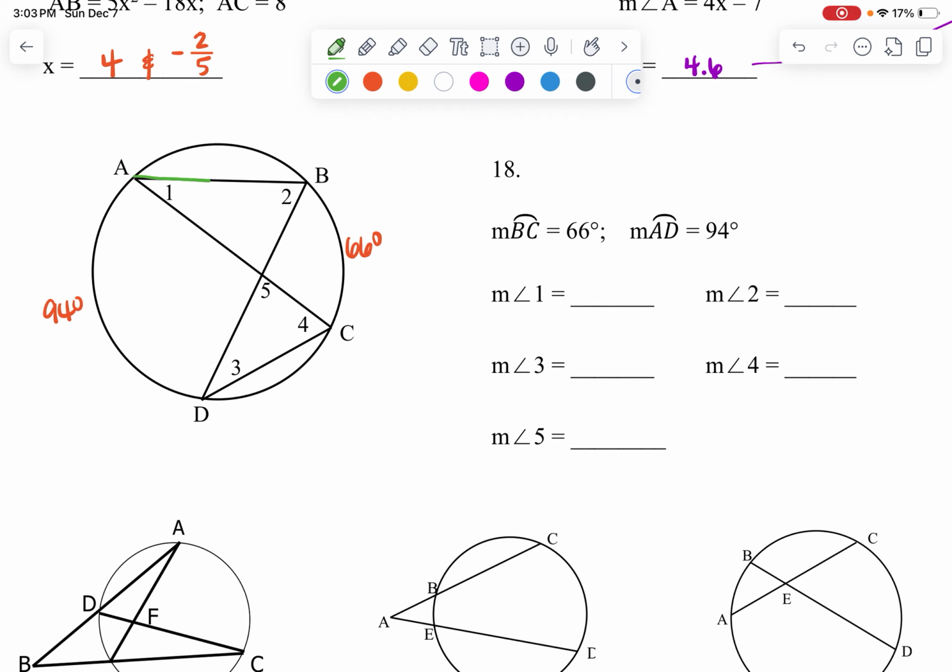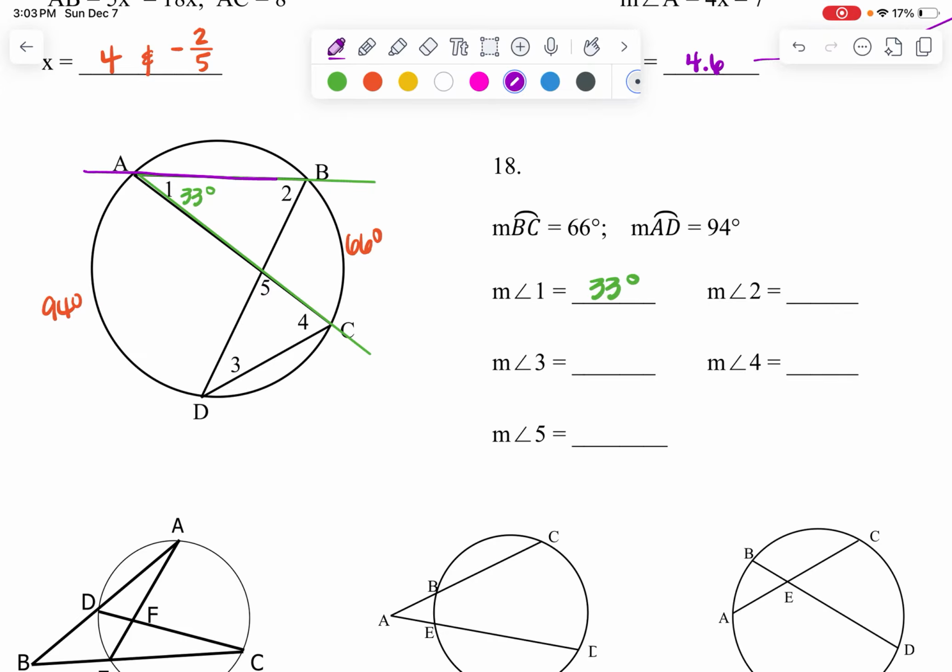The first thing I notice is angle 1 is an inscribed angle that is intercepting that 66-degree arc. So that's the first thing that jumps out to me, which means angle 1 is going to be 33 degrees, right? Half of its intercepted arc because its vertex is on the circle. And then I happen to notice that angle 2 is also an inscribed angle intercepting the 94, right? Which means it is 47 degrees.